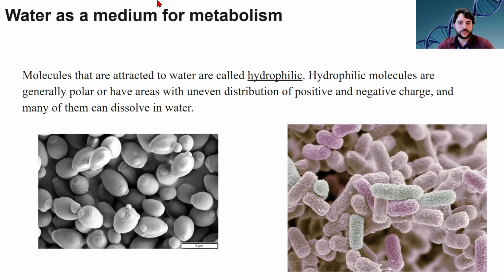Okay, then we have water as a medium for metabolism. So the major part of molecules and major part of chemicals that we have inside cells, they are hydrophilic. So they associate with water. They dissolve in water. Okay, so then life goes on inside this water medium. Of course we have hydrophobic molecules that repel water, but the major part of them in cells are hydrophilic, not hydrophobic. One example of a hydrophobic chemical is the fats, the oils. Okay, of course we have them, but they're not the majority chemicals.